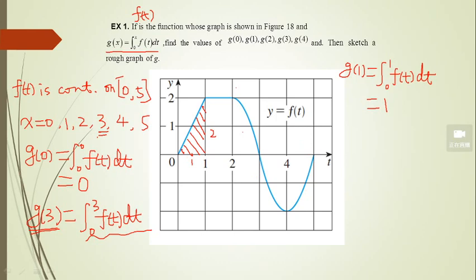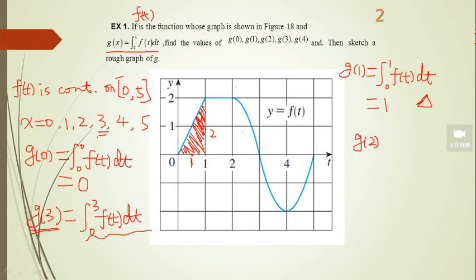It's under the f from 0 to 1. That is the part I shaded, the area from 0 to 1, in red. So it should be 1 times 2 divided by 2, so that is 1. The answer is 1. Now how can we find g(2)?